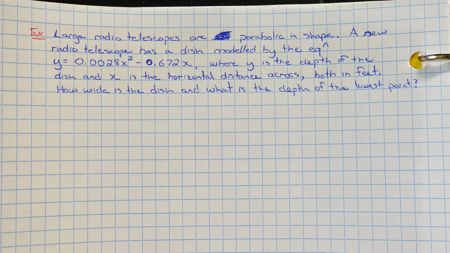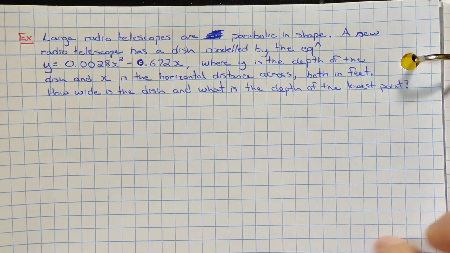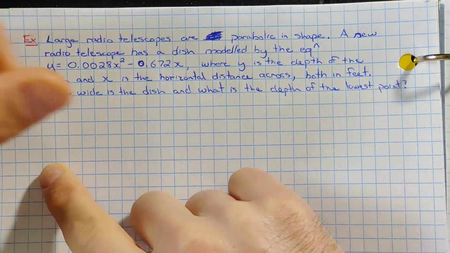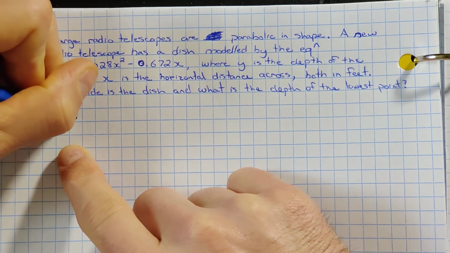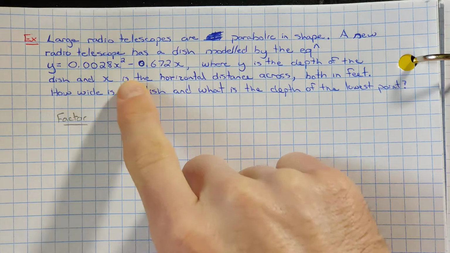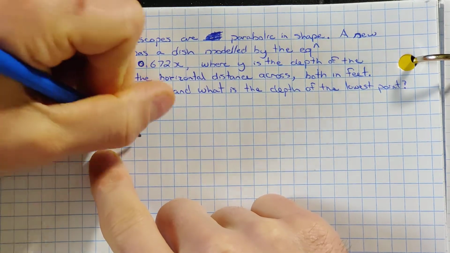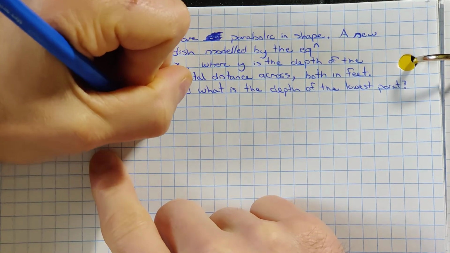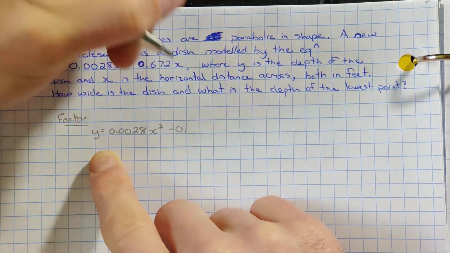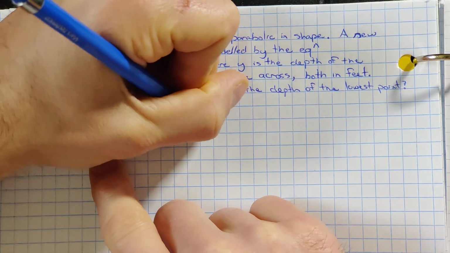So what do we do? As you start modeling things in realistic situations, you're going to have these decimals cropping up. Not everything's going to be nice even numbers, but it's actually really quite easy to work with. When you have a situation like this, we just common factor that out. So the first thing we're going to do is factor the equation as best we can. So we got y equals 0.0028x squared minus 0.672x.